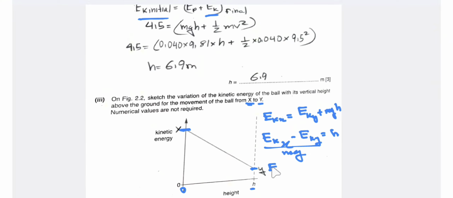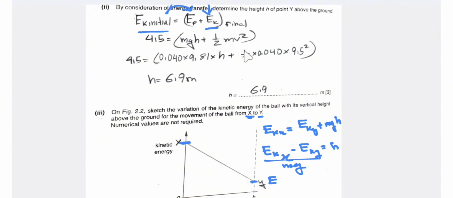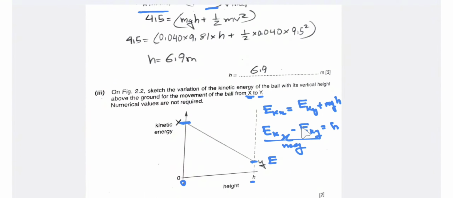Now, why do we consider this graph as a straight line? Because the kinetic energy at y has a constant value, so this value is a constant, and we need to draw the kinetic energy. So, sketch the variation of kinetic energy with the vertical height. So this is the overall kinetic energy against h.